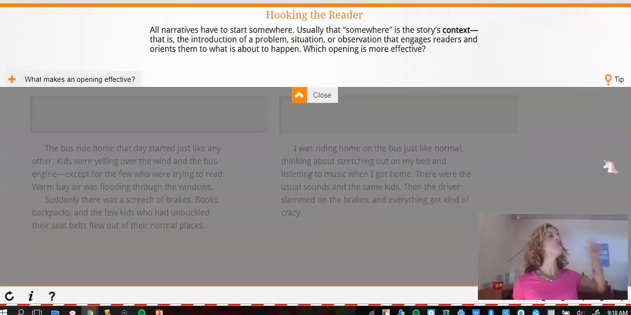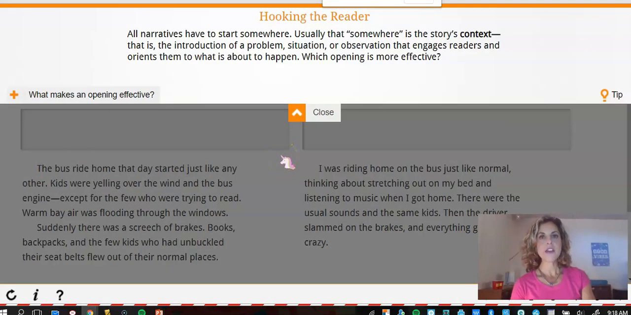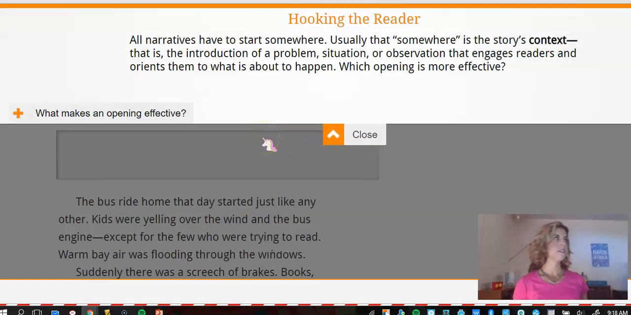So on your heading for your notes, write narrative context. Hooking the reader. Sounds mean. I don't think it's that mean, but it does sound a little scary to be hooked. Right? This is the good kind of hooked. What do they mean by hooking the reader?